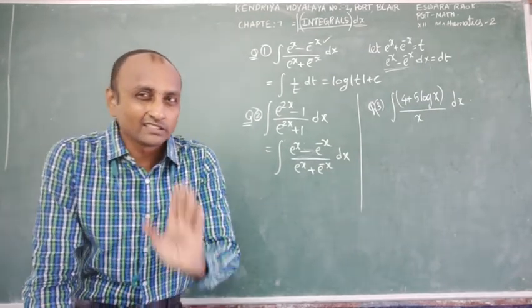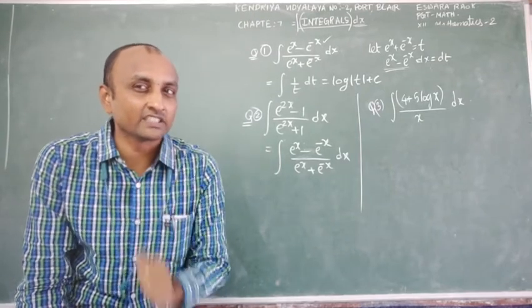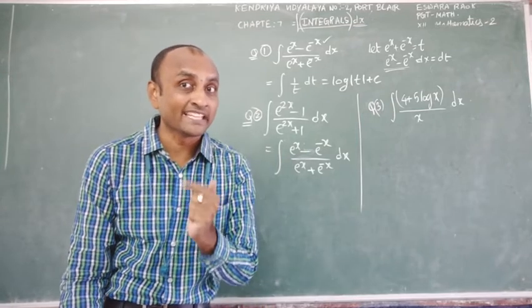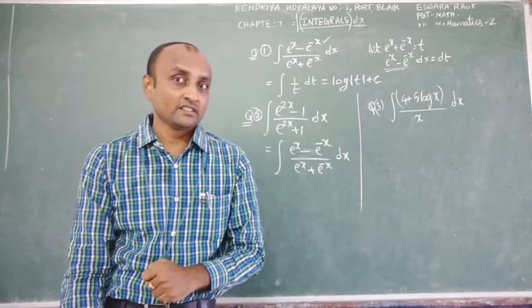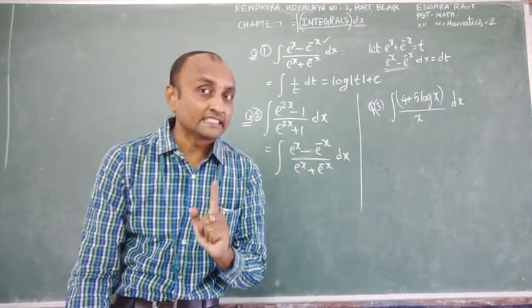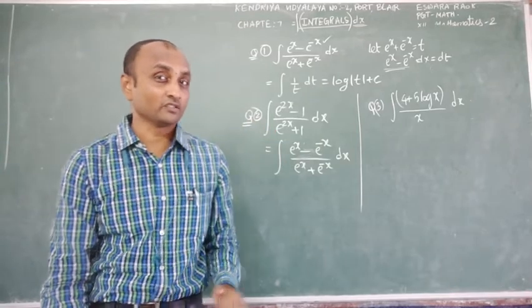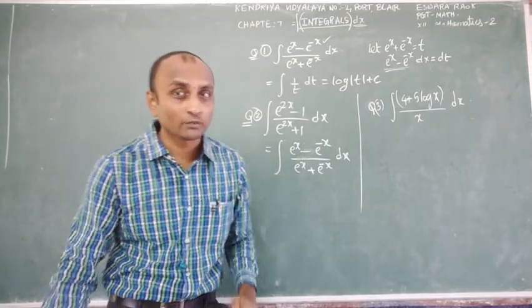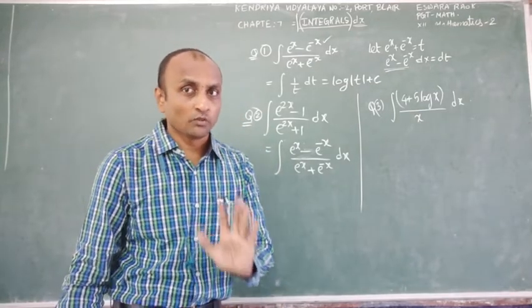Whenever x is in the denominator, you see whether log x is there in the given question or not. Because x is in the denominator, this 1 by x will be there. No? 1 by x is the derivative of log x. So when x is in the denominator, your mind should think whether a logarithmic expression is there or not. Yes, 4 plus 5 log x is there. What is the derivative of 4 plus 5 log x? 0 plus 5 by x will come. So mostly it will work out.